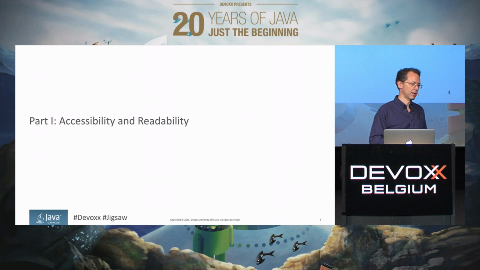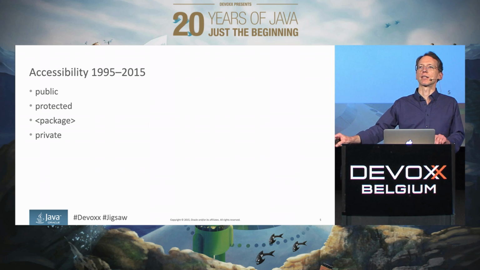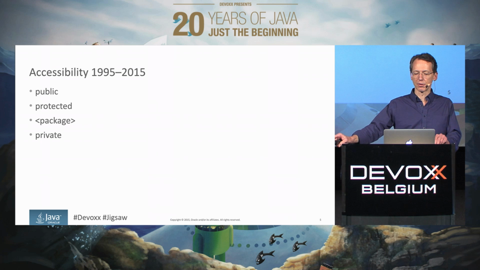Part 1, accessibility and readability. Everyone knows the hierarchy of accessibility in the Java language and virtual machine. It's simple to understand, easy to use, well, maybe not the protected part, and strongly enforced by the compiler and VM.